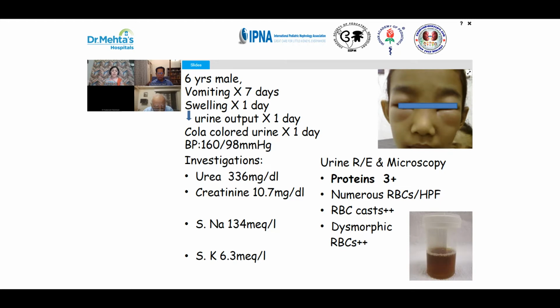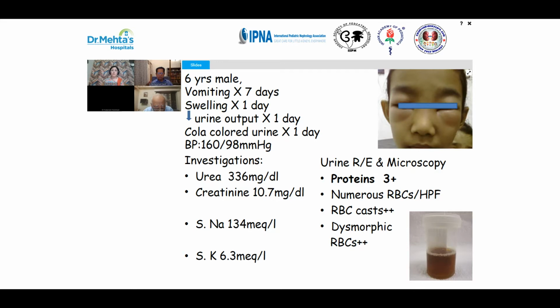His investigations showed grossly deranged urea and creatinine, a very high potassium, and urine RE and microscopy showed numerous RBCs, RBC casts, dysmorphic RBCs, and 3+ proteinuria. So how do we evaluate such children? How do we go on to decide what therapy and how much therapy they will need? This is what I will attempt to cover in my talk now.